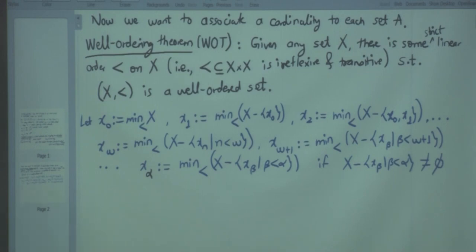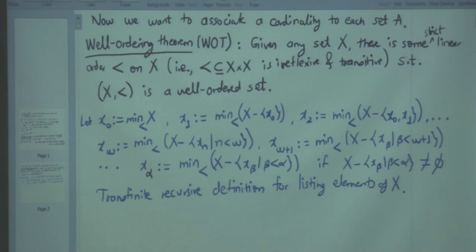So, if I define the zeroth element, I remove the zeroth element, then I am left with a minimum again. If it is non-empty, then I can find the minimum. If I further remove that element, then again, if it is non-empty, I can find the next element. So, understood this procedure? So, this is a transfinite recursive definition for listing elements of capital X.